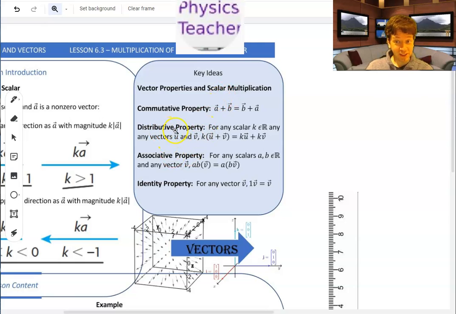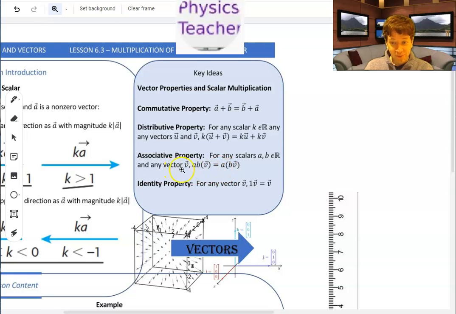Also distributive property with a scalar. So if you have k multiplied by bracket u plus v, where u and v are vectors, k can be distributed through that bracket to give you ku plus kv.